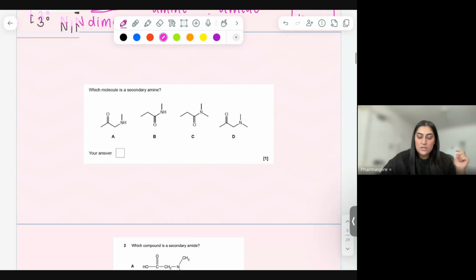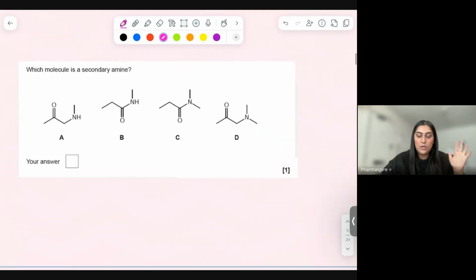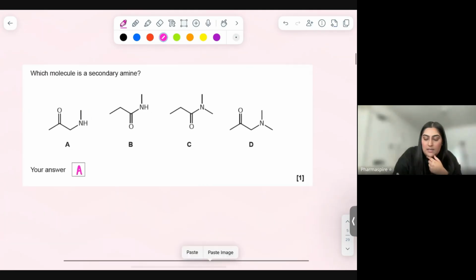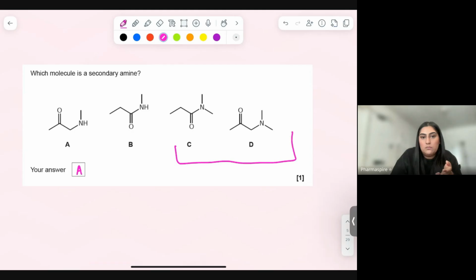Cool. So let's do some questions. I want you to have a look at this. Which one is the secondary amine? You're definitely going to get asked this. Just put A, B, C in the chat and we can go through it. Perfect. Good. A. So obviously these ones have got just a normal N, so we will say these are tertiary. Then you think these are secondary.